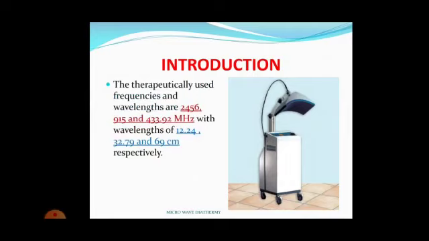Now what should be the dedicated frequency that is used for medical purposes? For medical purpose we have three dedicated frequencies: 2456, 915 and 433.92 megahertz, with their wavelengths of 12.24, 32.79 and 69 centimeter. Clear? So you can see that as the frequency is decreasing, wavelength is increasing. The multiplication of wavelength and frequency will always be constant.